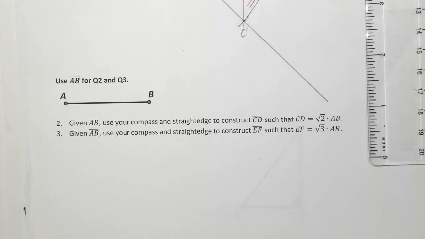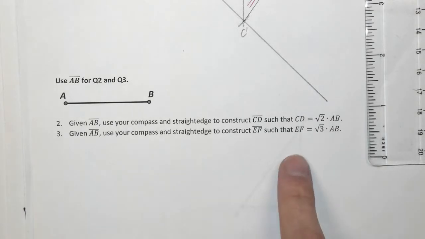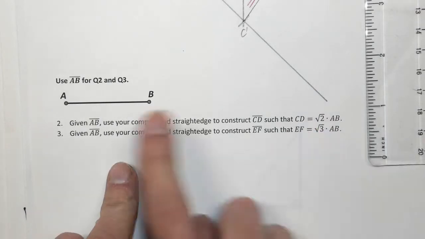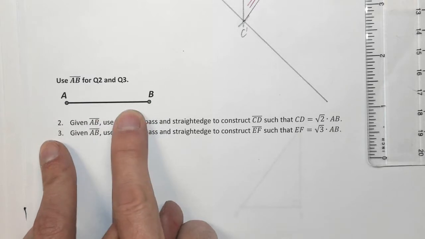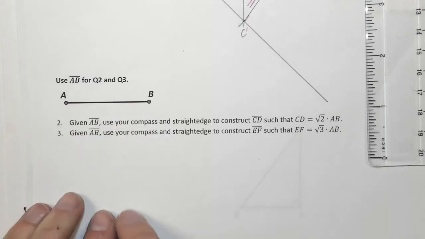All right, so on question number 2, we're using our compass and straight edge to make a new segment, CD, whose length is the square root of 2 times AB. AB being given to us here.